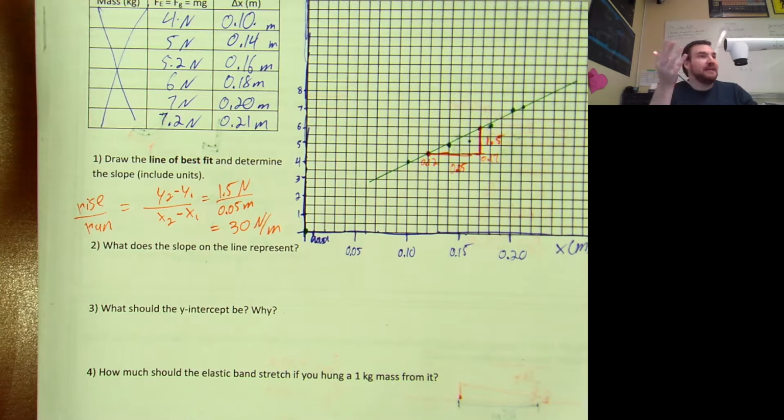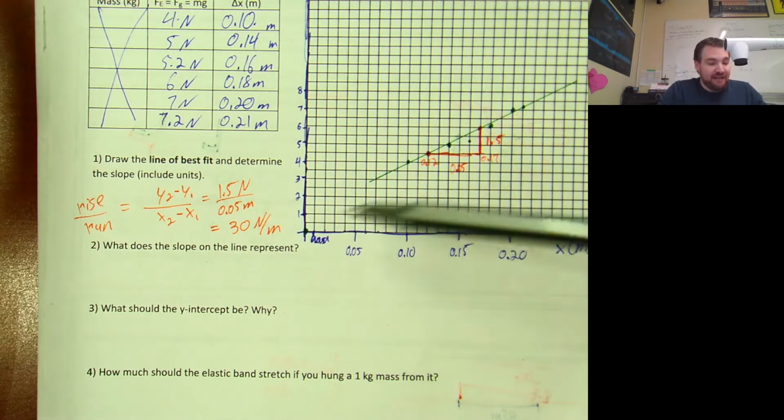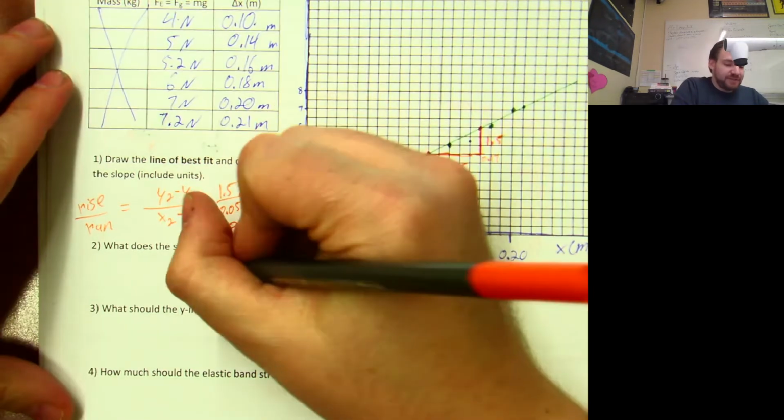Okay. Yeah, I mean, these elastics were all from the same box. They're the same strength. They should all be right around the same spring constant, which is what we found here. The slope on this line, measured in newtons per meter, represents the spring constant.